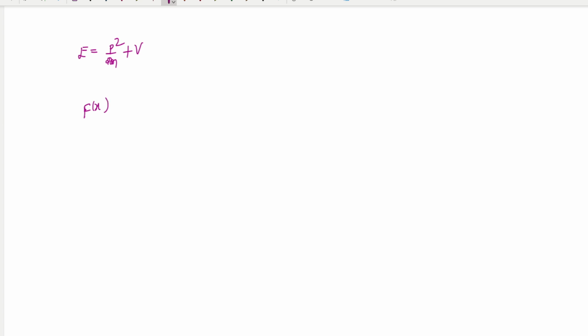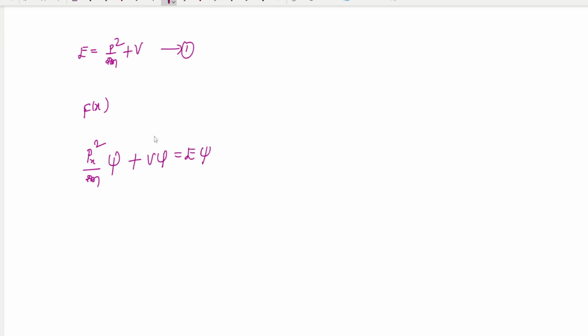I'm going to multiply this equation number one like this. P I also denote here, which means the momentum in only the x direction. So p square divided by 2m times the wave function psi plus v times the wave function psi is equal to this.